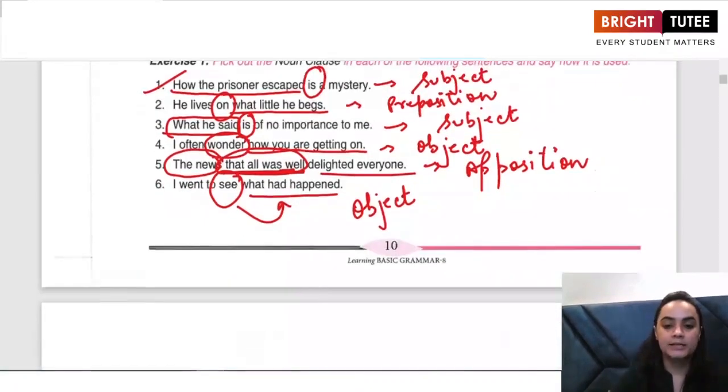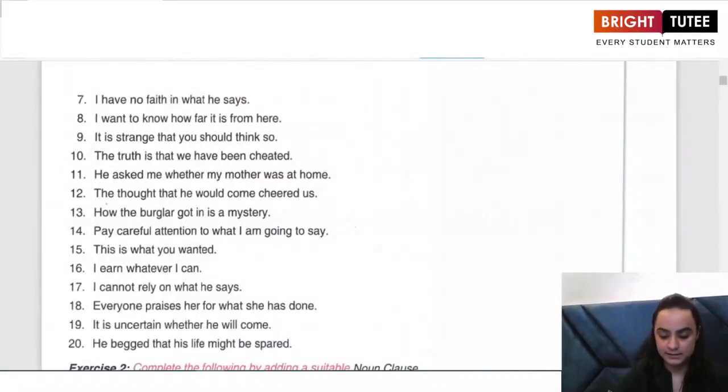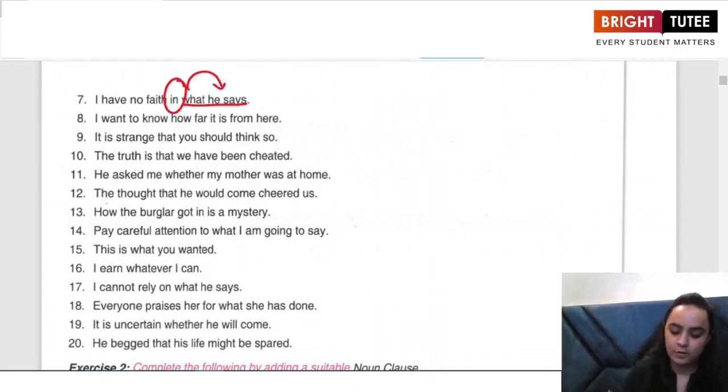Okay. Let us look at the next sentence. I have no faith in what he says. I have no faith in what? In what he says. This is my noun clause. Do I have a preposition in this sentence? Yes, I do. A noun clause following a preposition is a prepositional noun clause.